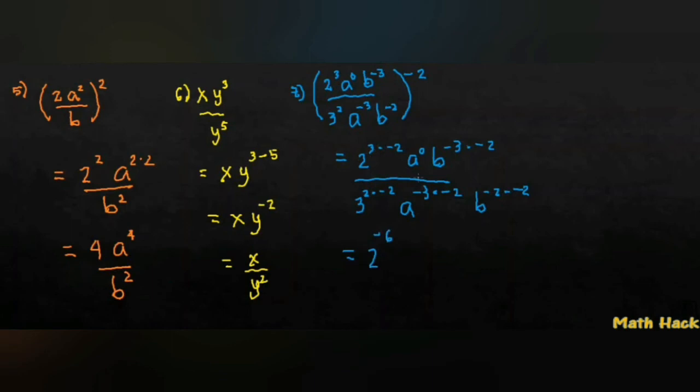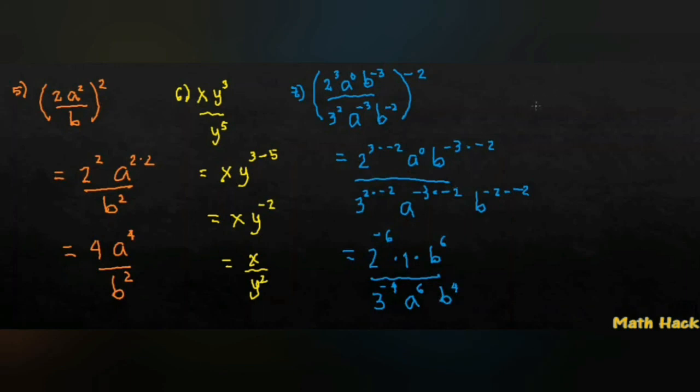Okay, so magiging 2 raised to negative 6. Yung a raised to 0, that is just equal to 1. Tapos yung b naman, b raised to the power of 6. Negative 3 times negative 2 is positive 6. And then sa baba, 3 raised to the power of negative 4. 2 times negative 2 is negative 4. Then we have a raised to the power of positive 6. And b raised to the power of positive 4. Okay.